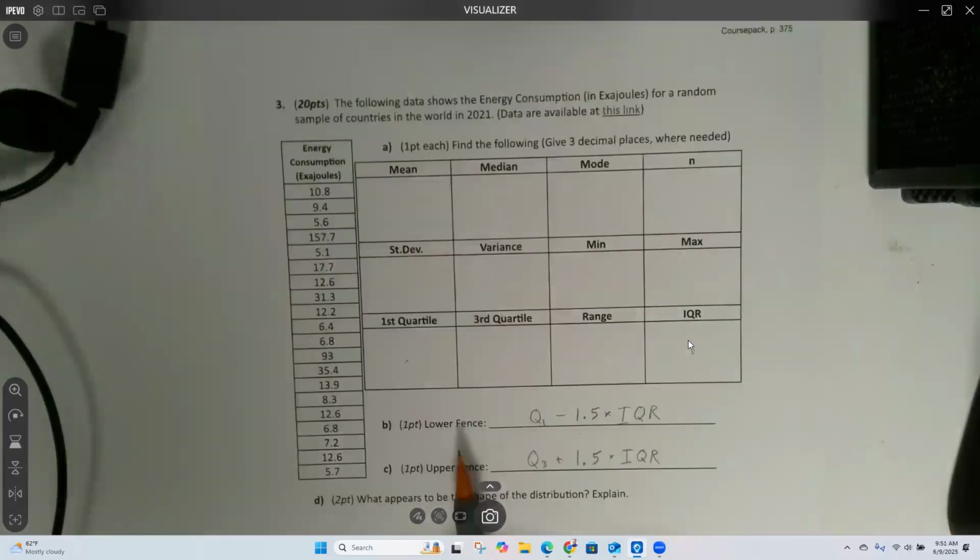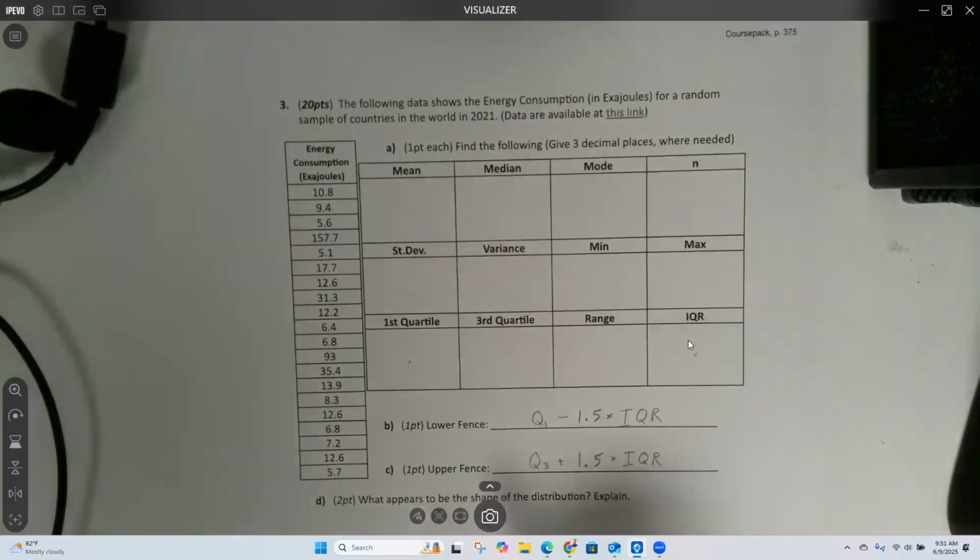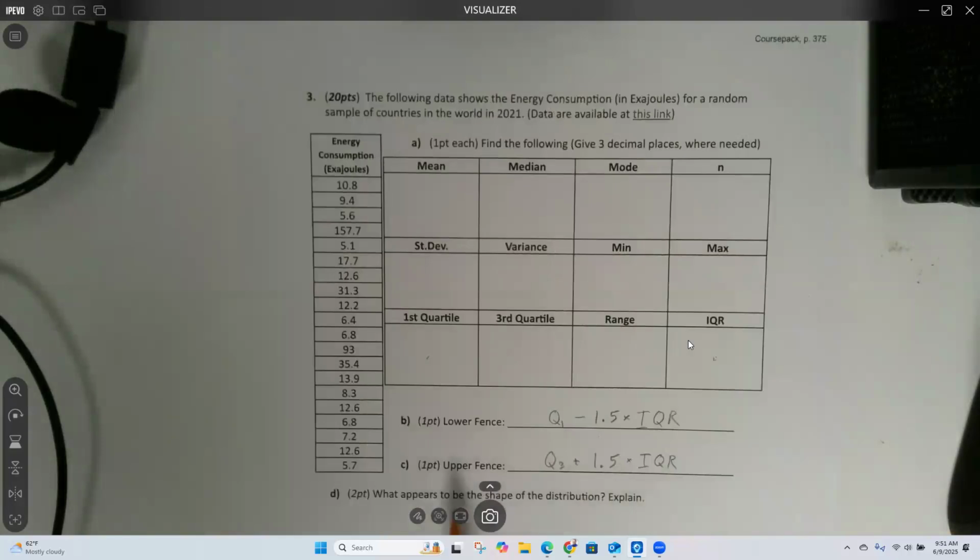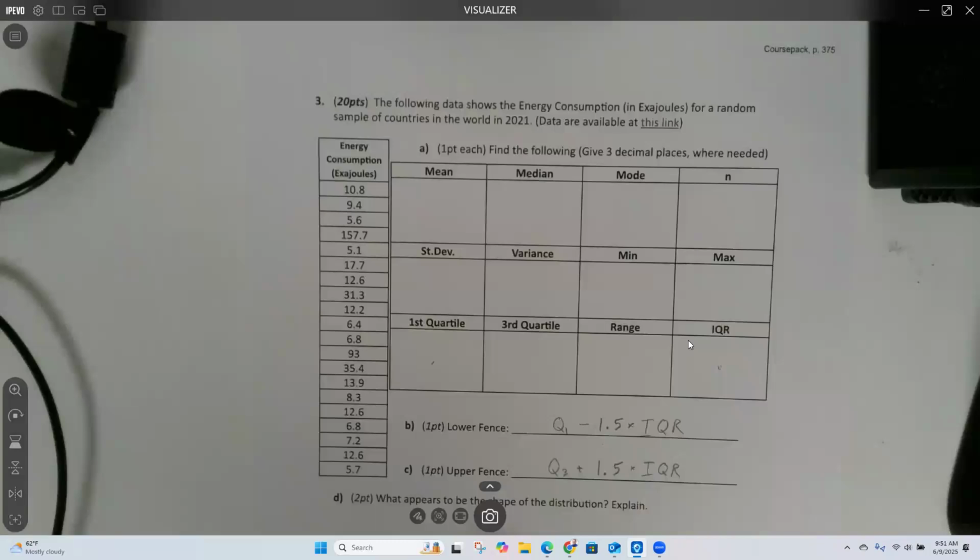And the upper fence and lower fence, those will allow you to tell if there are outliers. Okay. Anything lower than the lower fence, anything above the upper fence, we consider an outlier. All right. So shape of the distribution, I'll let you guys figure that one out.